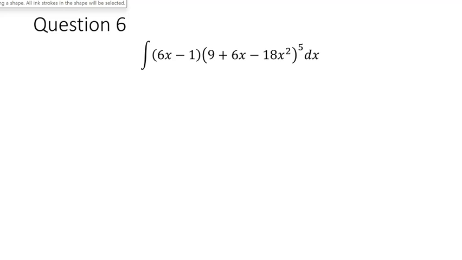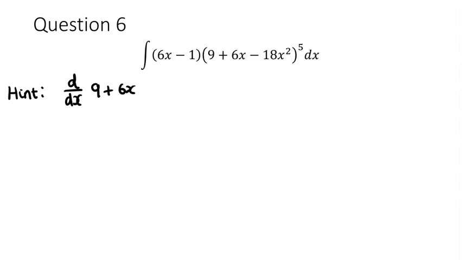So I'll give you the hint, and then maybe after the hint, you might then want to have another try at this. So the hint I'm going to give you is that when I differentiate 9 plus 6x minus 18x squared, which as you notice, that's the bit inside the second bracket. When I differentiate that what's inside that second bracket, I get minus 36x plus 6. So if you want to pause it here and have another go at it, try and see if you can now work it by using that hint.